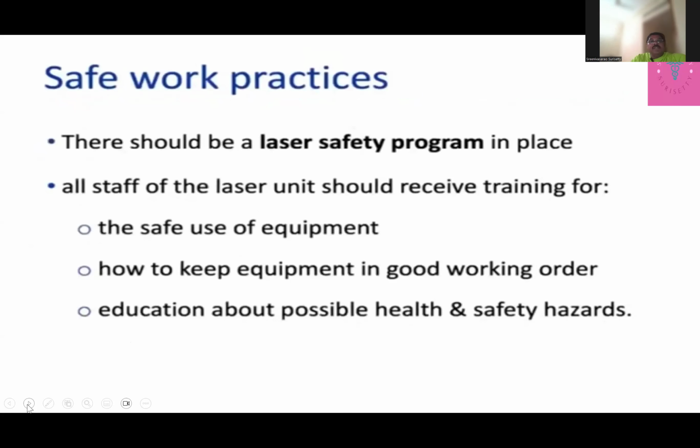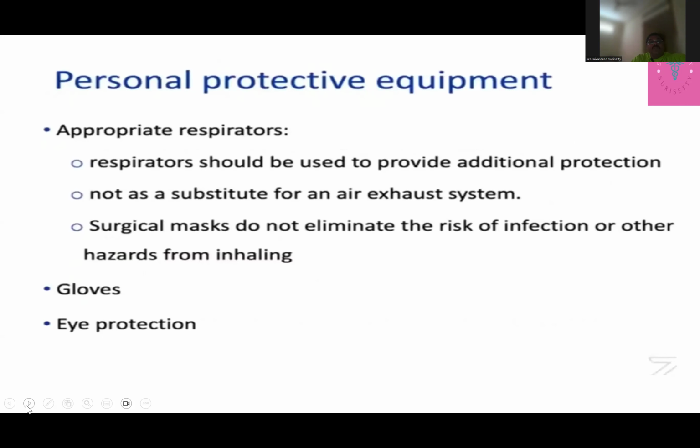And for safe work practices, there should be a laser safety program in place. All staff of the laser unit should receive training in the safe use of equipment, how to keep the equipment in good working order, and education about the possible health and safety hazards. For personal protective equipment, an appropriate respirator should be used to provide additional protection. It's not a substitute for an air exhaust system, but it gives personal protection. Surgical masks do not eliminate the risk of infection or other hazards from inhaling. Gloves and eye protection are all personal protective equipment.